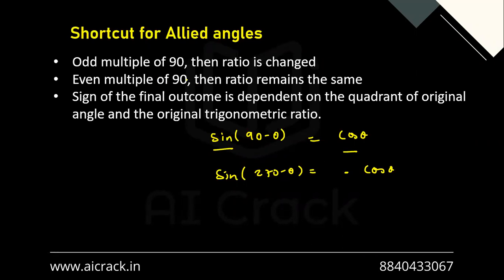In case of even multiple of 90, we saw that sine of 180 minus theta equals sine theta. So we saw that this is an even multiple of 90, so our trigonometric ratio is not getting changed. In case of odd multiple, our ratio is getting changed. So this is the first concept to remember. Whenever an odd multiple is there, ratio is changing. Whenever an even multiple is there, ratio is not changing. So this is one thing.